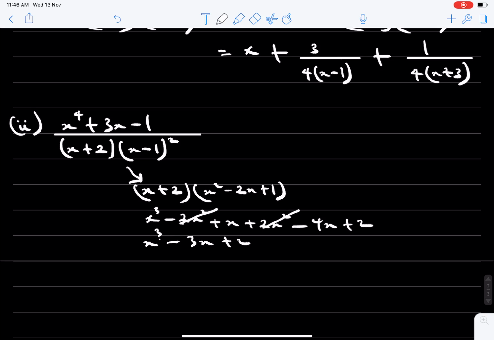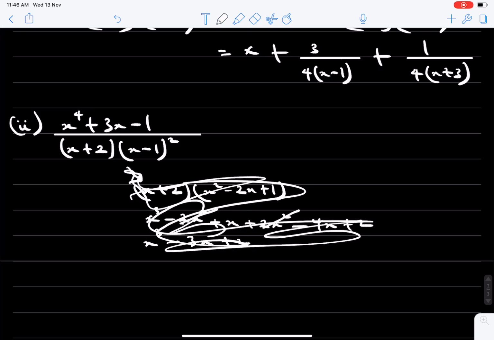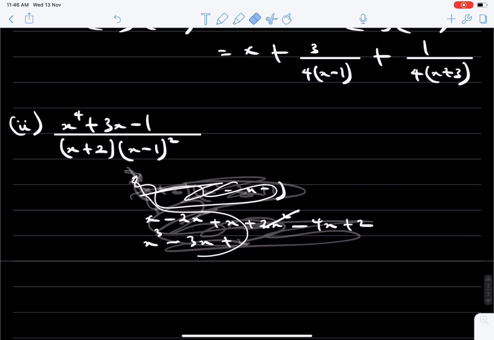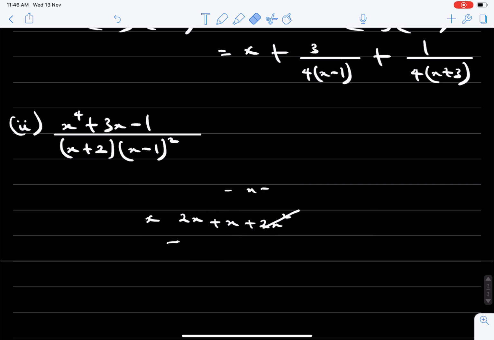And we can say that its degree, which is 3, is less than the degree of the numerator, which is 4. So that means the fraction is an improper fraction. So the first thing to do is to divide the numerator by the denominator. And let me write this.